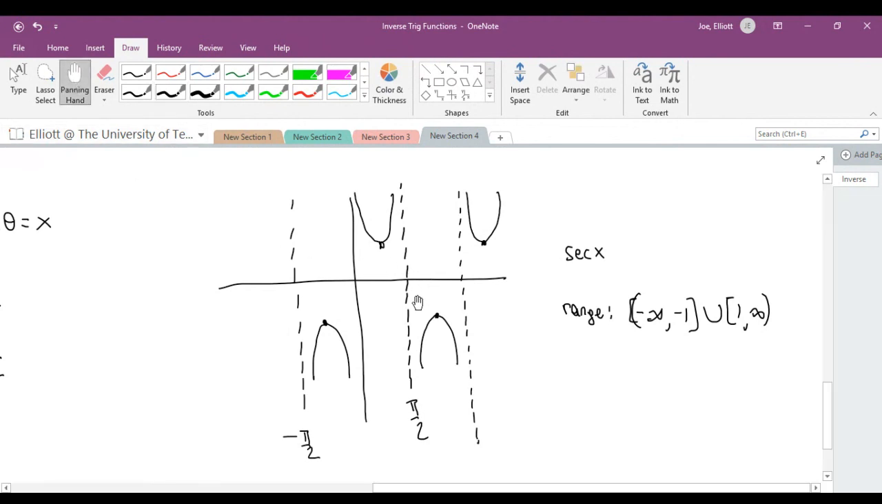So secant is not going to have an inverse that works for all numbers because it's not one-to-one everywhere, okay? So you have to restrict your attention to a portion where it is one-to-one. So for inverse secant, the decision was to restrict attention to this little strip between 0 and pi, or whoops.